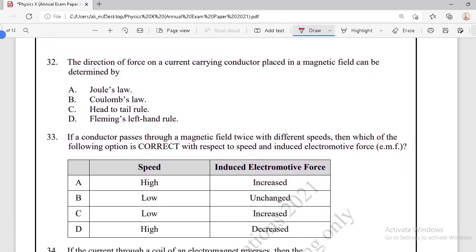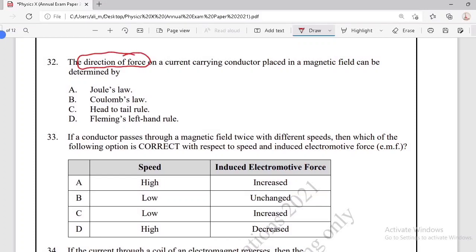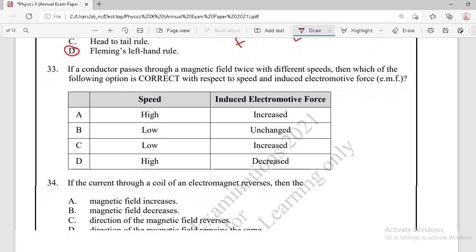Then we have question number 32. The direction of force on a current carrying conductor placed in a magnetic field can be determined by a rule that is known as Fleming's left hand rule, in which we have the thumb, forefinger and middle finger. These three fingers can be stretched perpendicular to each other, such that the thumb represents the force, the forefinger represents the magnetic field, and the middle finger represents the direction of current. Option D is the right answer.